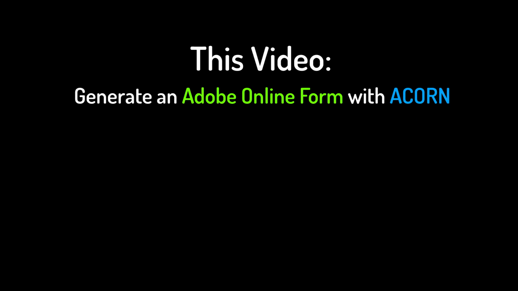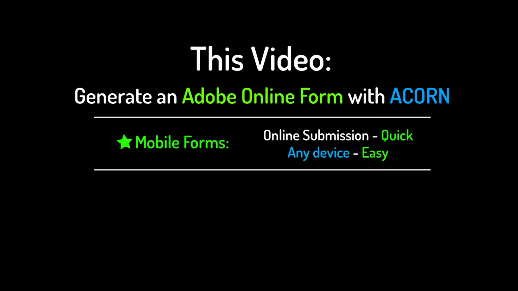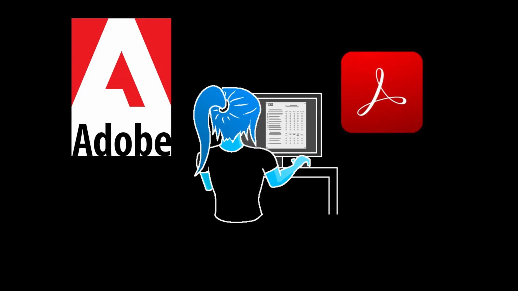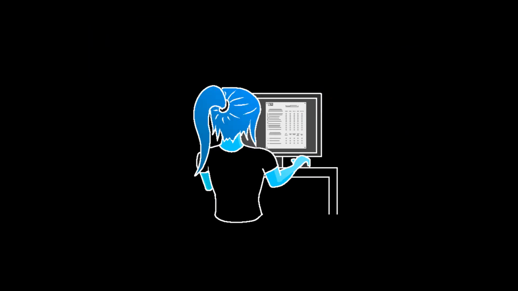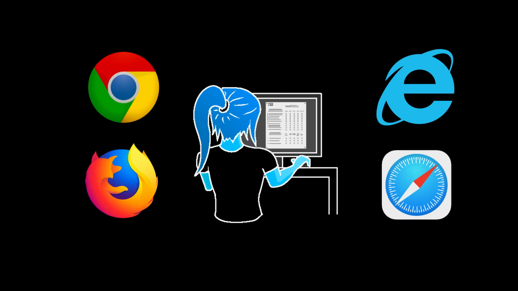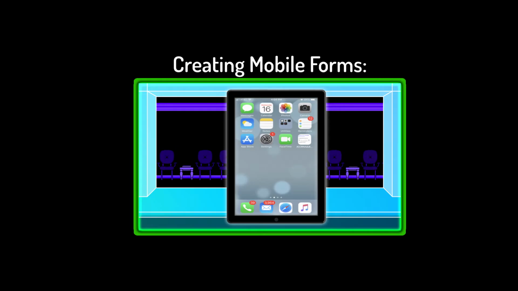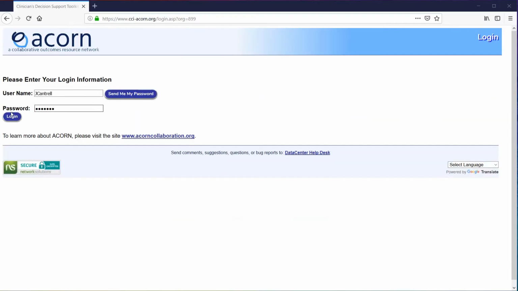For those wishing to submit forms electronically, we generally recommend using our mobile format rather than our Adobe online forms. This is because you must use the Adobe Reader application to submit Adobe online forms. This can cause some confusion, as the PDF reader that comes built into your internet browser may not submit these forms correctly. To see the video that details how to generate mobile forms instead, click on the card at the top right corner.